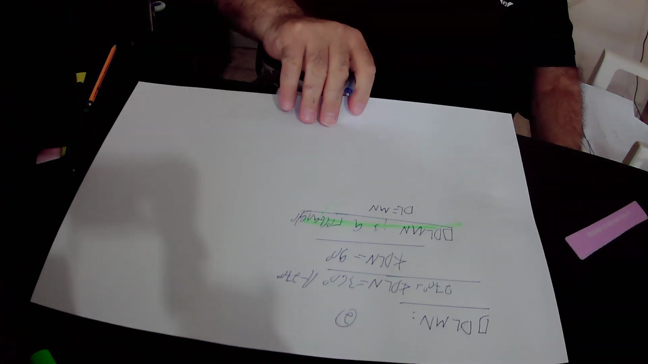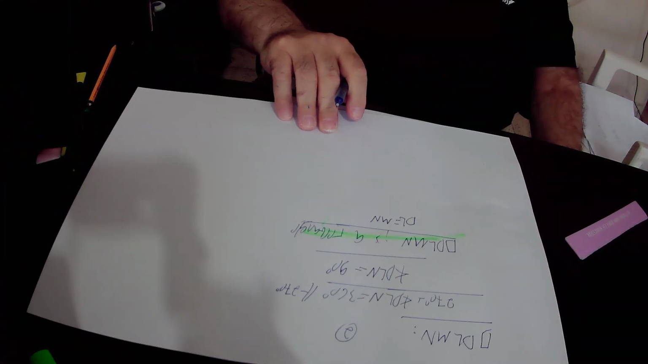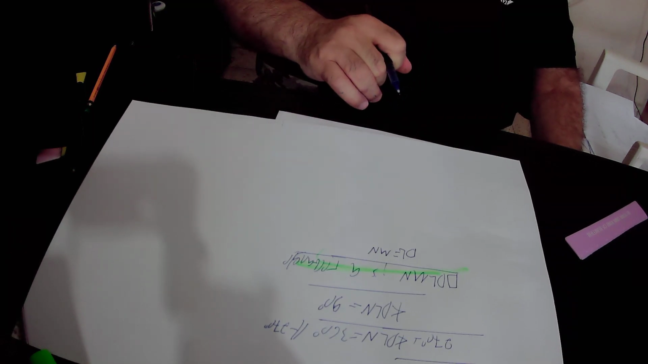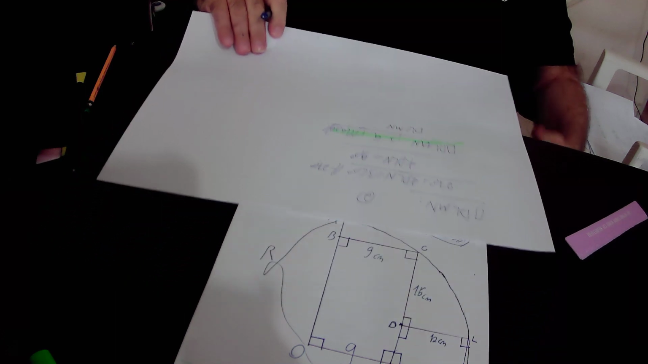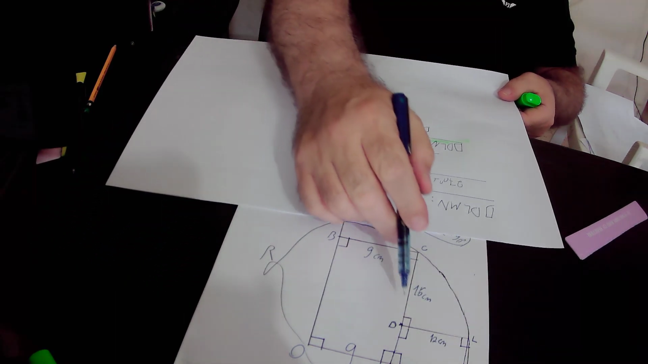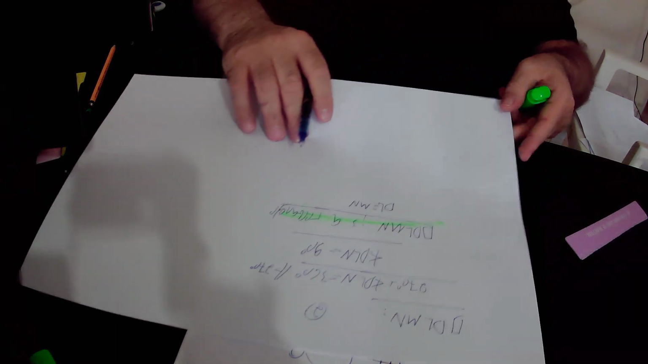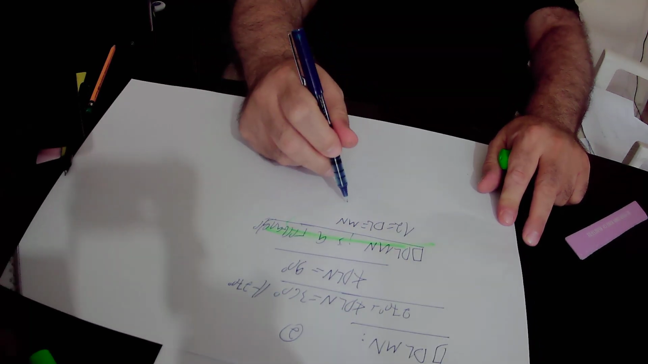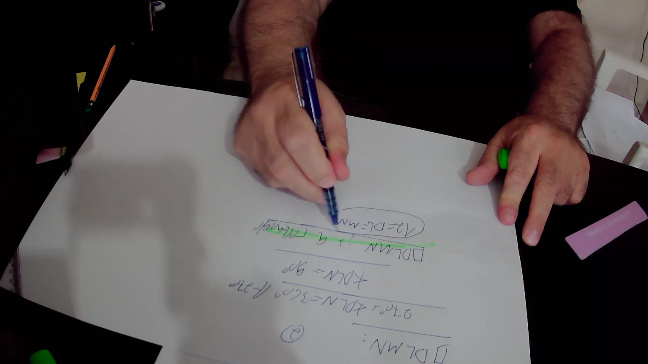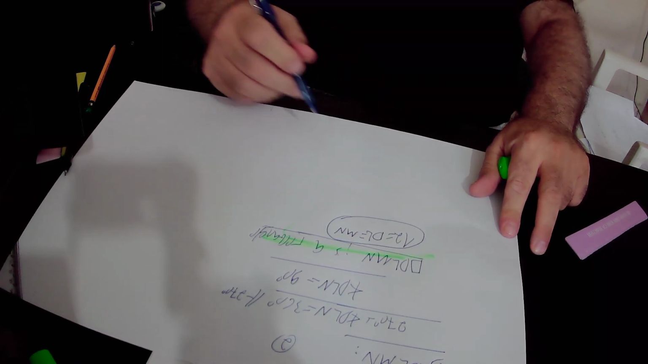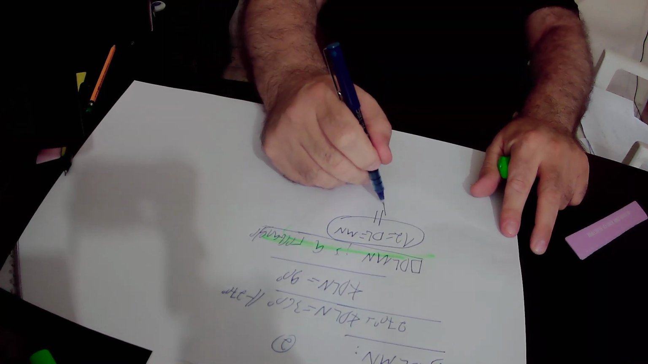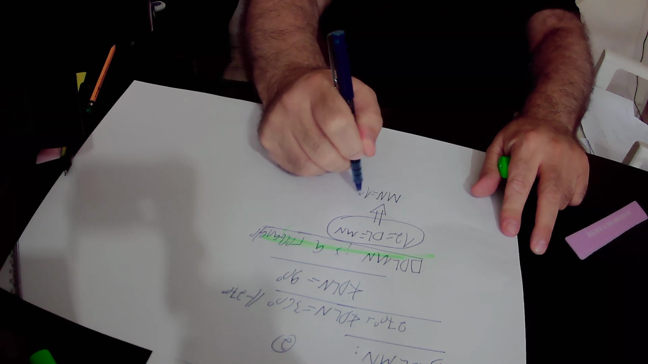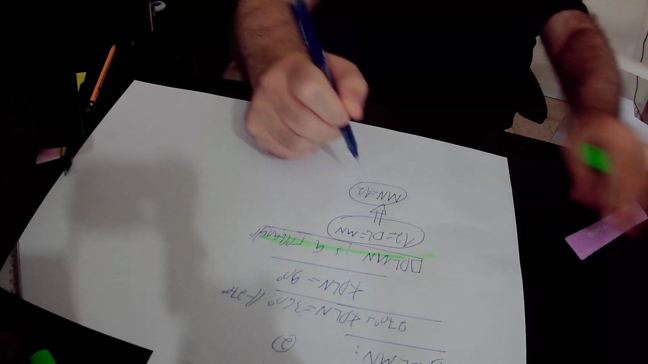Again, in rectangle DLMN, side DL must be equal to side MN according to the rule that the opposite sides of a rectangle are equal to each other. But according to what is given in the question, side DL equals 12 units. So we can write here that DL equals 12 units. And from this equation, 12 equals DL equals MN, we will derive that side MN is also equal to 12 units. Side MN equals 12 units.